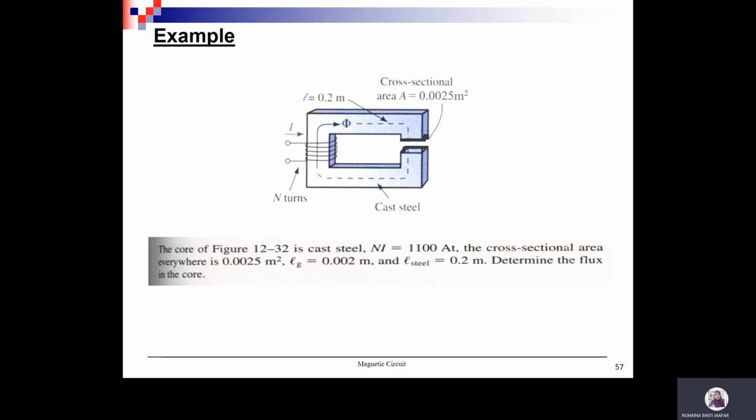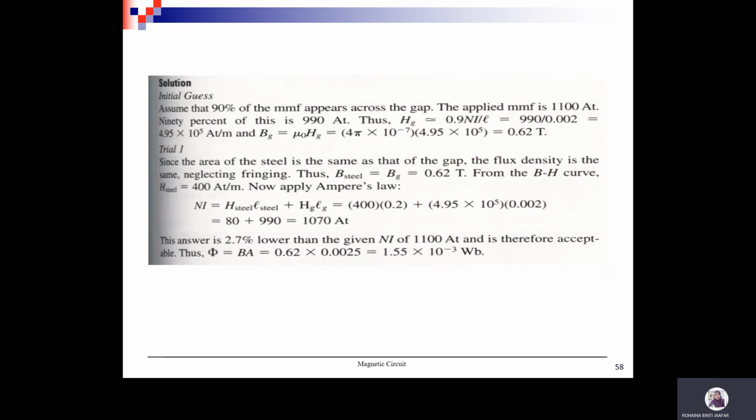In the next example, given your material is cast steel and I equals 1100 ampere turns, the cross-sectional area A equals 0.0025 and the air gap length is 0.002. Okay, and then the L steel is equal to 0.2 meter. Determine the flux in the core.